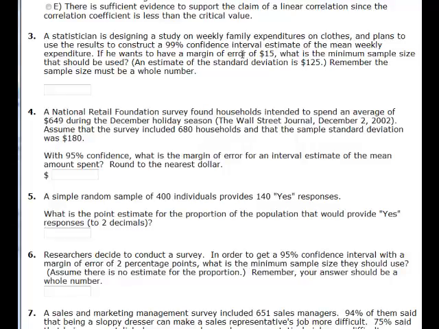Okay, now we have a statistician that's designing a study. They're going to use the results to construct a 99% confidence interval, and what we're trying to find here is the minimum sample size that should be used. So we have our confidence level of 99%. The margin of error that we want is $15, and we have an estimate for the standard deviation of $125. And all of those things go into the formula for the minimum sample size.